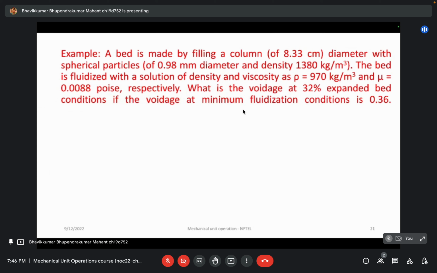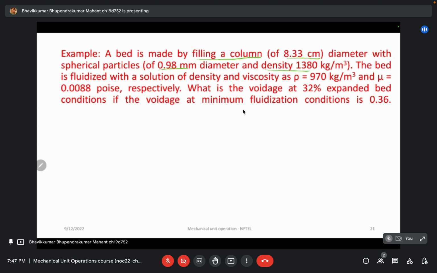So a bed is made by filling a column. There are many examples included in today's lecture. You can get a better idea by solving them or just understanding them. So here you can see that the bed is made by filling 8.33 centimeter diameter, with the total bed diameter being 8.33 centimeter, using spherical particles, where the spherical particle has a diameter of 0.98 millimeter and density of 1380 kilogram per meter cube. So the bed is fluidized with a solution of given density and viscosity.